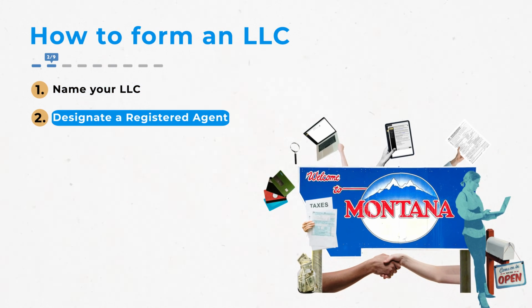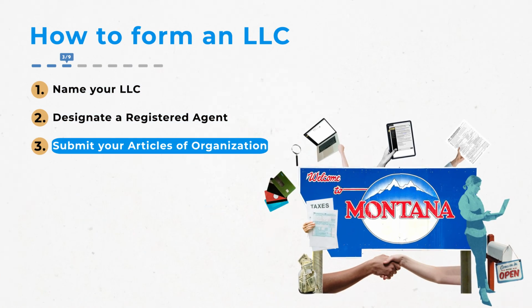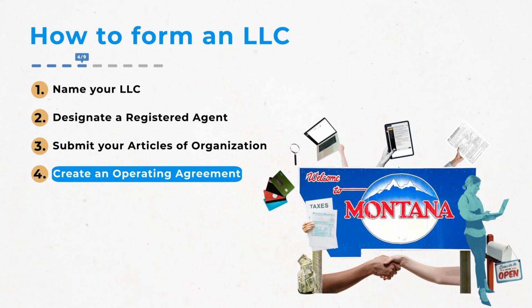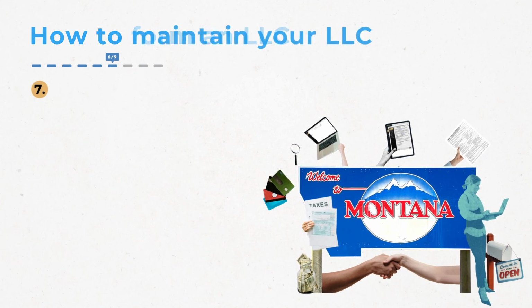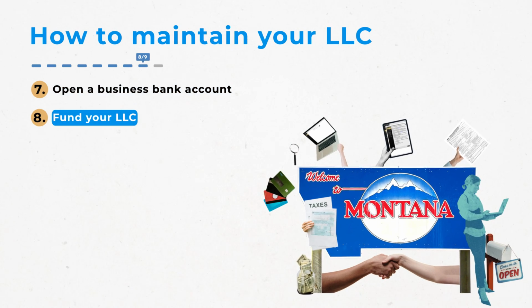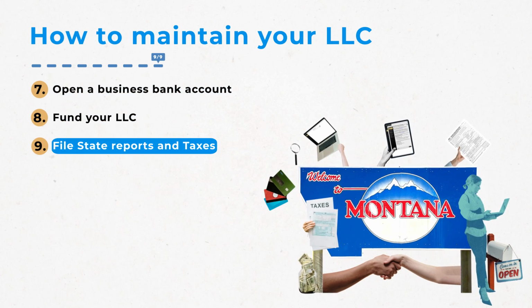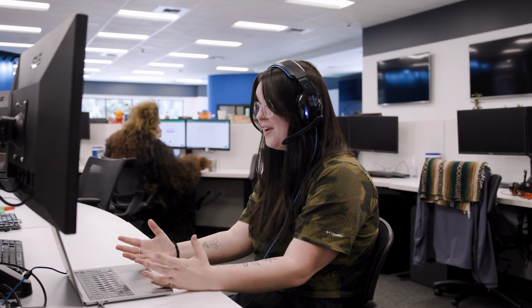So that's the process for getting your Montana LLC up and running. Name your business, designate your registered agent, file your articles of organization, draw up an operating agreement, obtain an EIN, and file your BOI report. Once that's complete, you can open a business bank account, fund your LLC, and complete all filings to stay compliant with the state. We're here for you every step of the way.